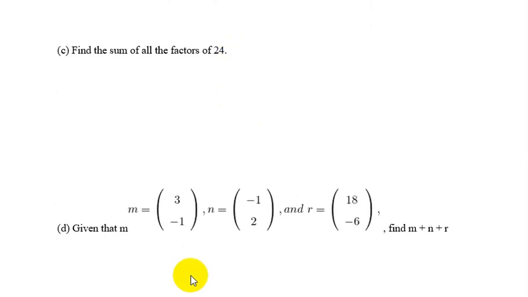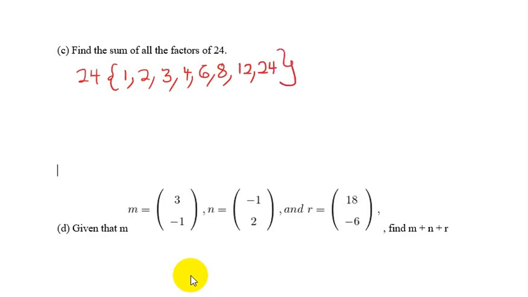So what do we have to do first? Let's look at the factors of 24. We have 1, 2, 3, 4, 6, 8, 12, and 24. These are the factors of 24. But we want the total of this. So when we add everything here, 24 plus 12 plus 8 plus 6 plus 4 plus 3 plus 2 plus 1, we should get 60. So that is how it is done.